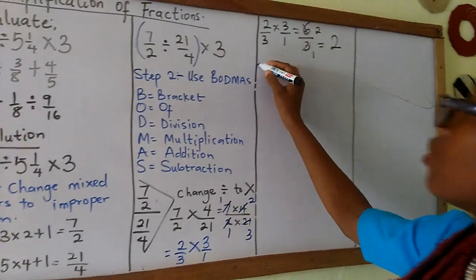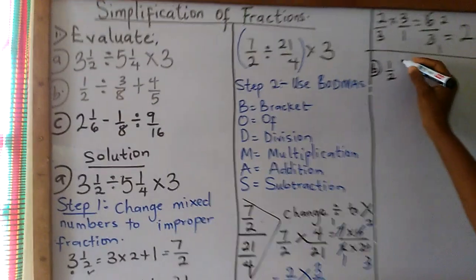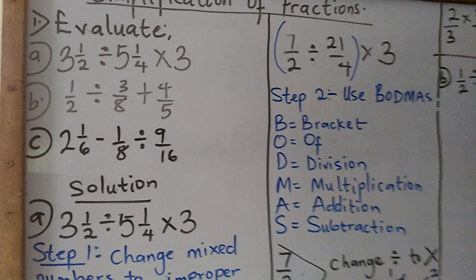Now for question 2. We have 1 over 2 divided by 3 over 8 plus 4 over 5.